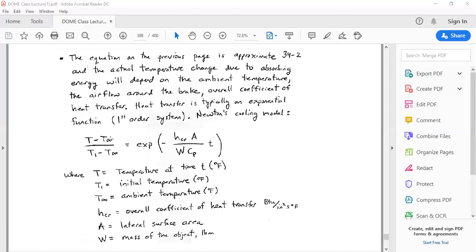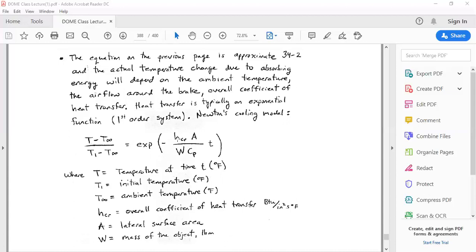Here, T infinity is your ambient temperature, right? Basically, the temperature between your wheel and your fender, where that wheel is located. Or primarily, you can think of it as your environment temperature, as the wind coming over to cool down your brakes. So T1 is going to be your initial temperature, T infinity is your ambient temperature, and h is the convection coefficient of heat transfer.